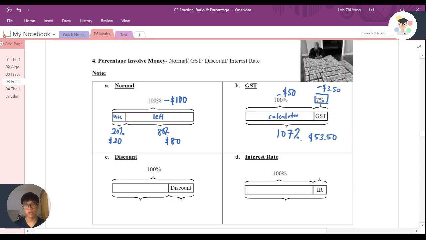And please take note that this is actually 107%. Do you get what I mean? Because this is 100, this is 7%. That's why the amount that you really need to pay is 107%. So again, this is the normal price, this is the GST price, the GST, and this is the price that you need to pay. Okay, so this is GST.